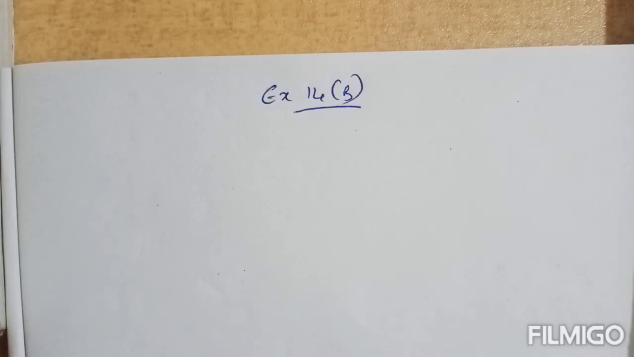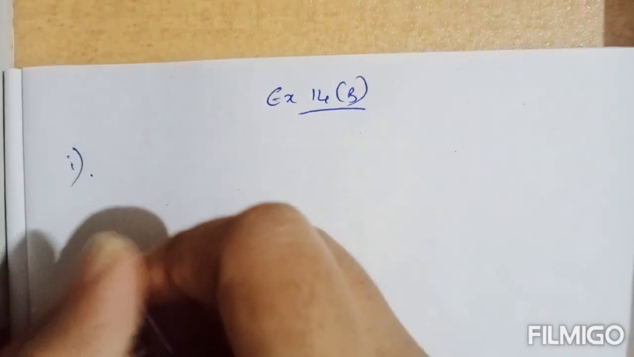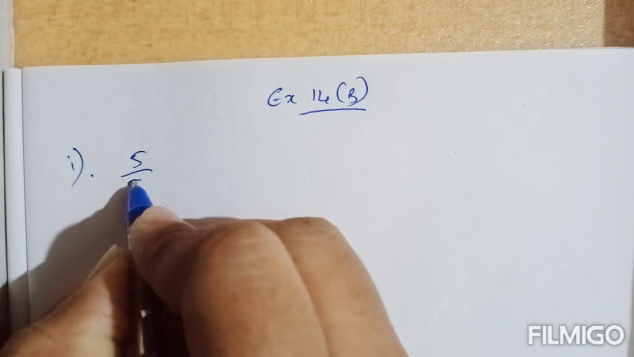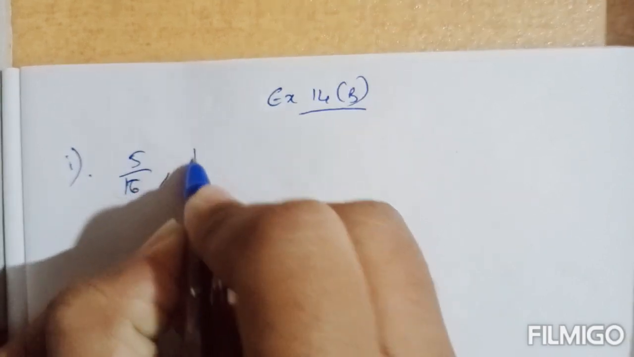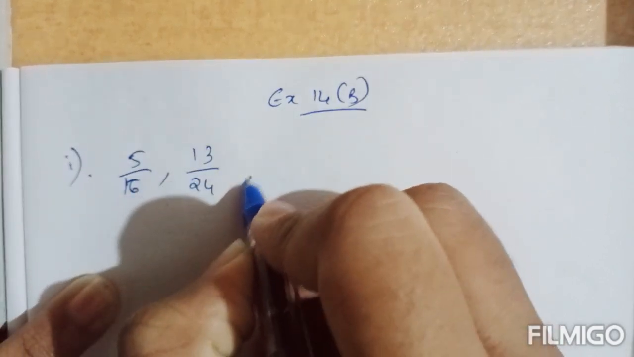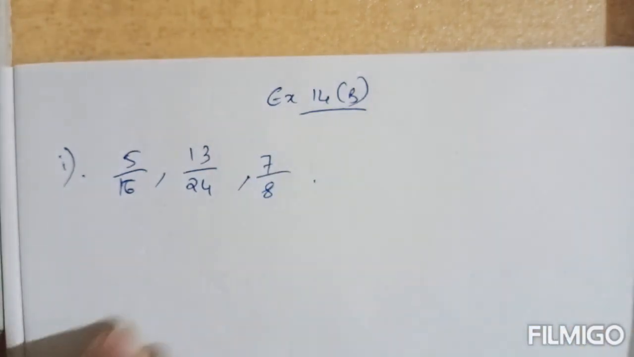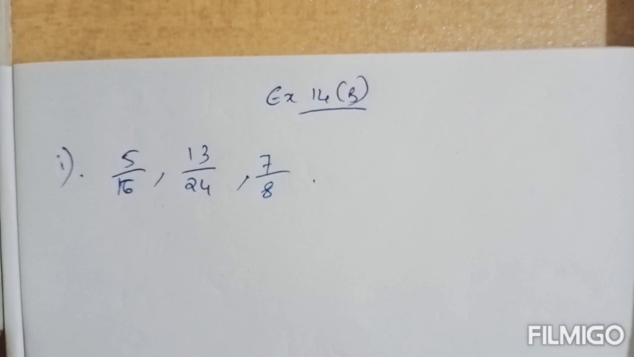So we have been discussing chapter 14, fractions, in that exercise 14B. Next question, fifth one: arrange the given fractions in descending order of magnitude. In that first one, 5 by 16, 13 by 24, 7 by 8. So these are the fractions given. You have to arrange in descending order. That means from larger fraction to smaller fraction you have to arrange these fractions.